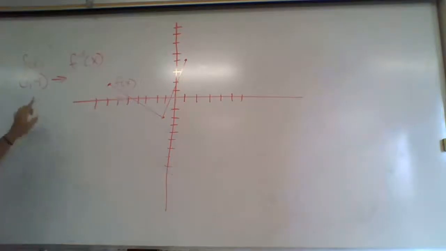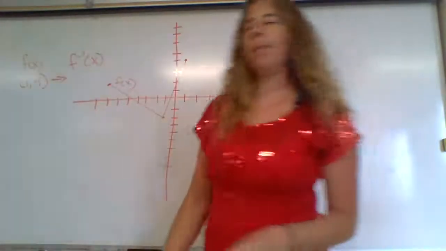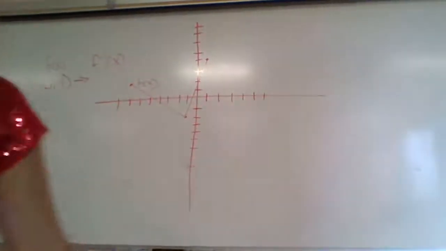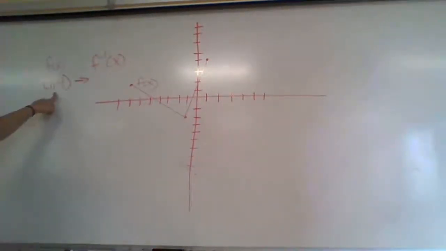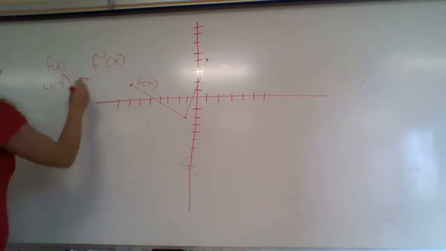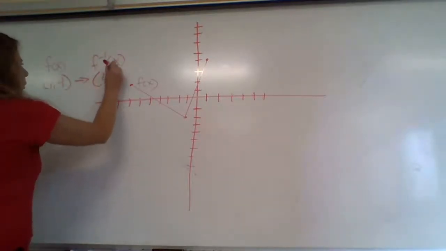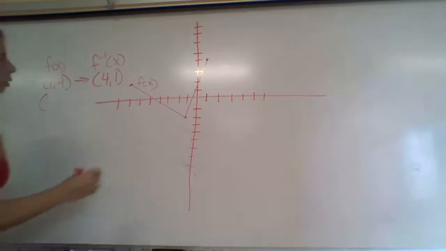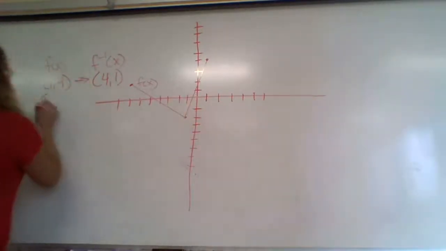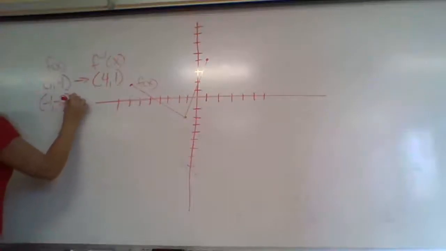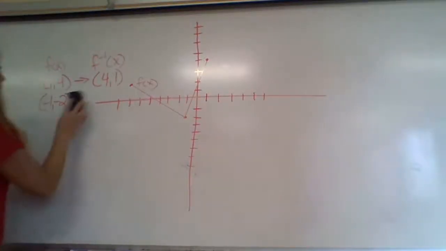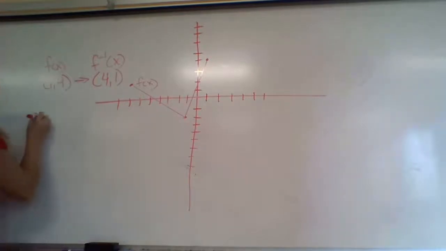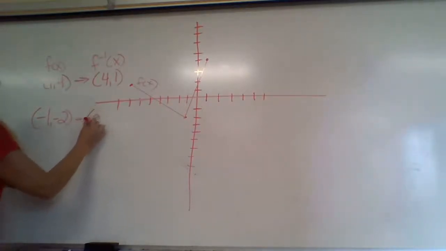Okay, so the point is 1, 4. You have to do the inverse, so they switch. So 4, 1. Okay, your next point, negative 1, negative 2. I'm going to write this a little bit lower. So this is negative 1, negative 2. And that goes, switch it, so it would be negative 2, negative 1.